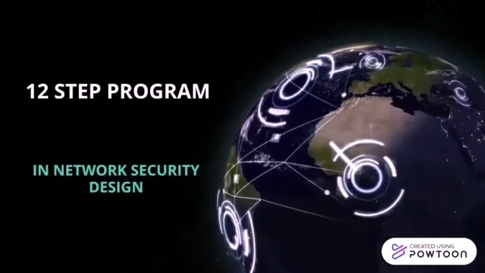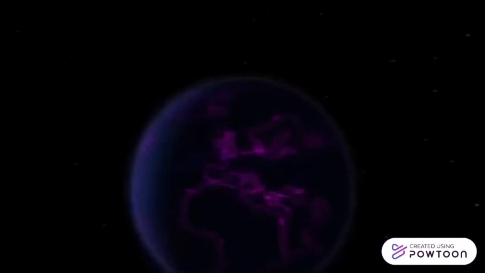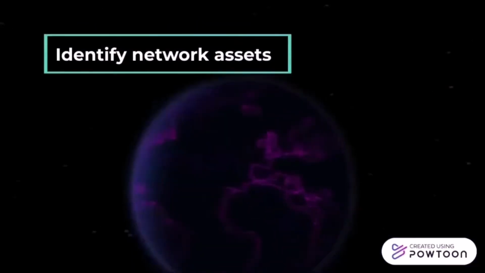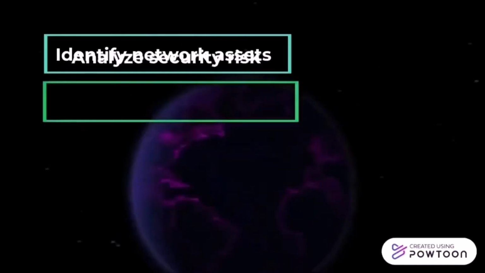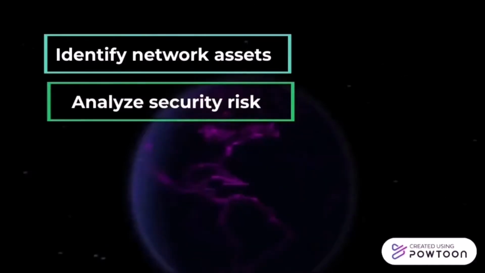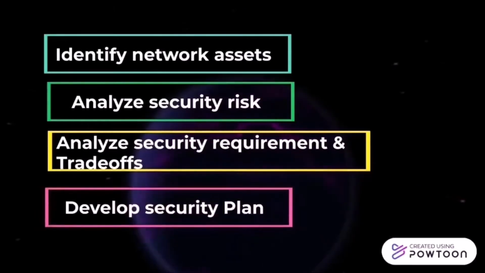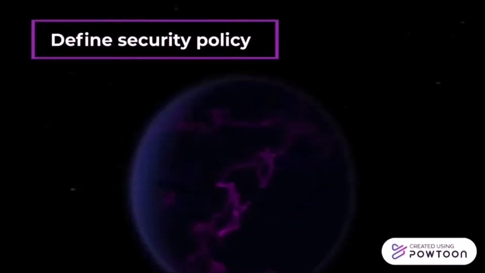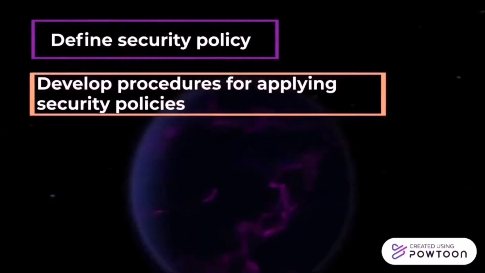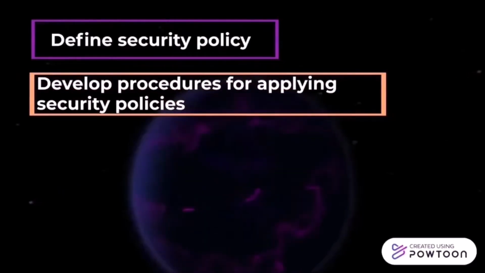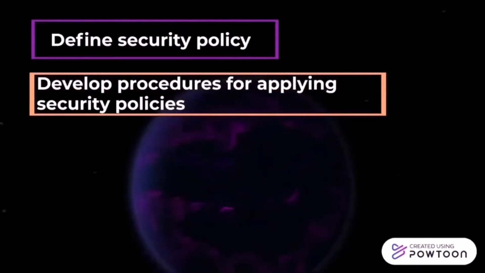There is a 12-step program in network security design. The first one is identify network assets. The second one is analyze security risks. Then analyze security requirements and trade-offs. Then develop a security plan. Next, define security policy. Next, develop procedures for applying security policies.